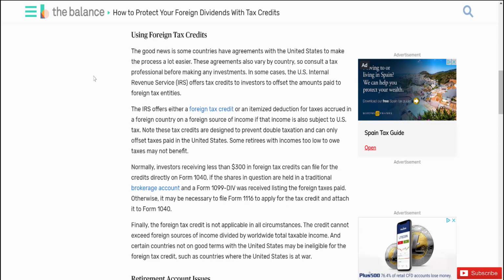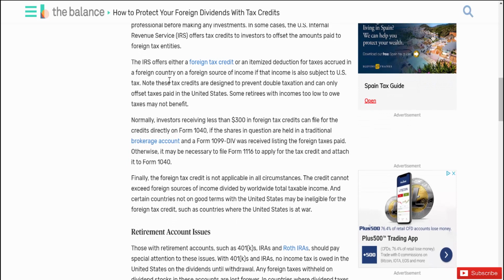So I'm reading here, the good news is some countries have agreements with the United States to make the process a lot easier. These agreements also vary by country, so consult tax professionals before making any investments. In some cases, the US Internal Revenue Service, IRS, offers tax credits to investors to offset the amounts paid to foreign tax entities. The IRS offers either a foreign tax credit or an itemized deduction for taxes accrued in a foreign country on a foreign source of income, if that income is also subject to US tax.